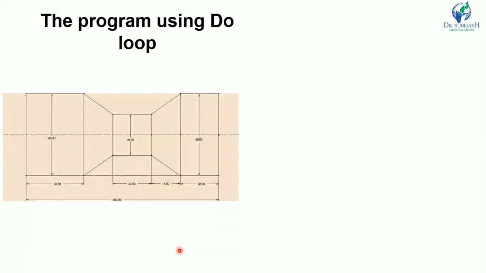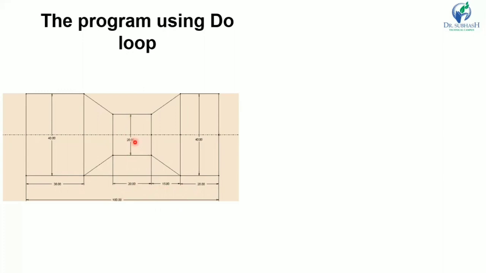Now let us understand the program using the do loop. So you can see a program in which the diameter of the component here is 40 mm, and here it is 20 mm. So this distance is 20, this distance is 15. Here it is 20 and 15, and this is 30. So total length is 100 mm, and intermediate diameter is 20.